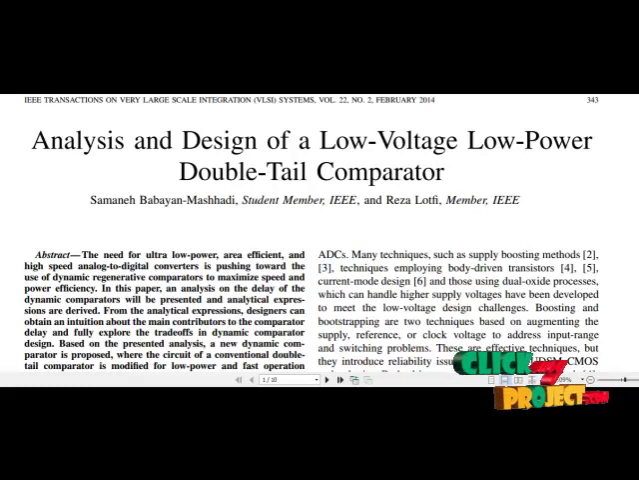Let's discuss the product. Our product is the analysis and design of a low voltage, low power double tail comparator. The need for ultra low power, area efficient and high speed analog to digital converters, that is ADCs, is pushing towards the use of dynamic regenerative comparators to maximize speed, power efficiency and area efficiency. Here an analysis on the delay of the dynamic comparator will be presented and analytical expressions are derived.